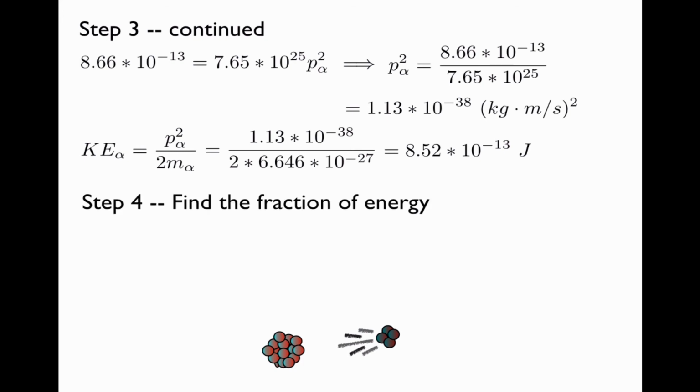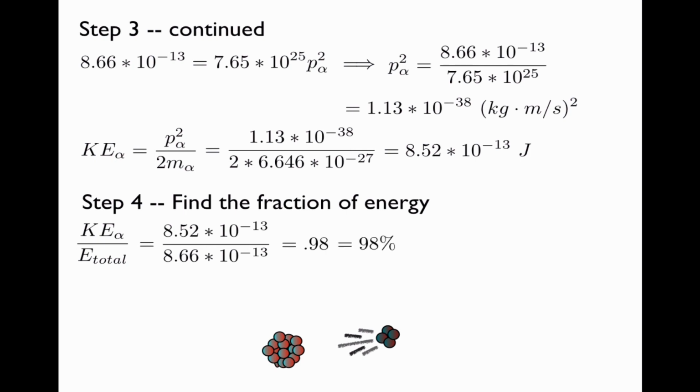Now let's find the fraction of the energy which the alpha particle takes away. The rest of the energy going into kinetic energy of the thorium atom. So we just take the ratio, and we find that it's 0.98 or 98% of the total energy is carried away by the alpha particle. And that concludes video 29.2.